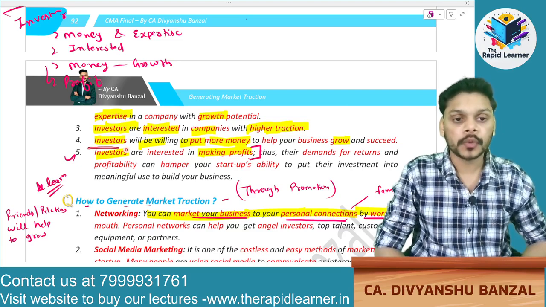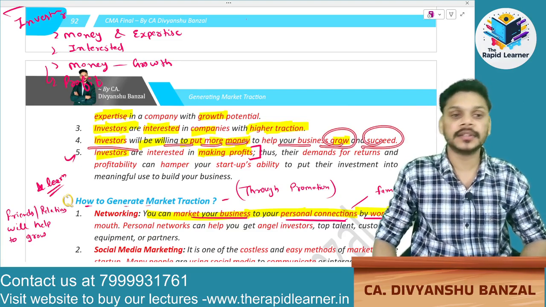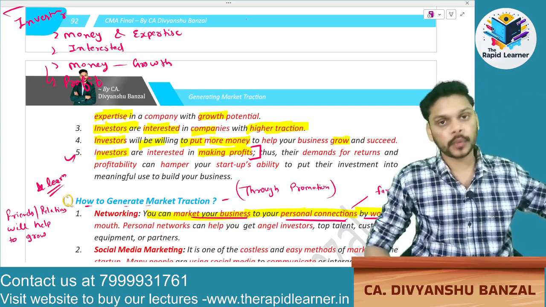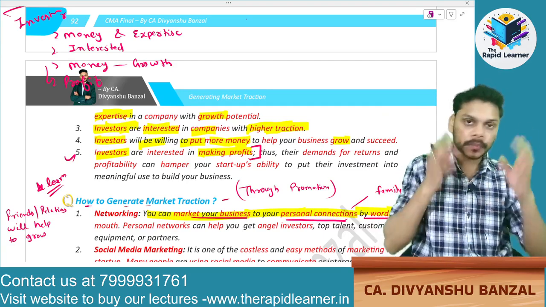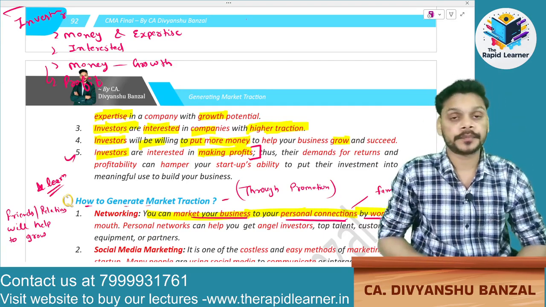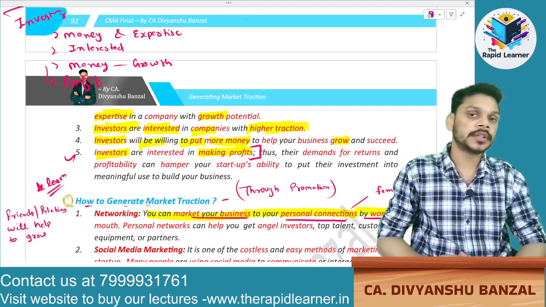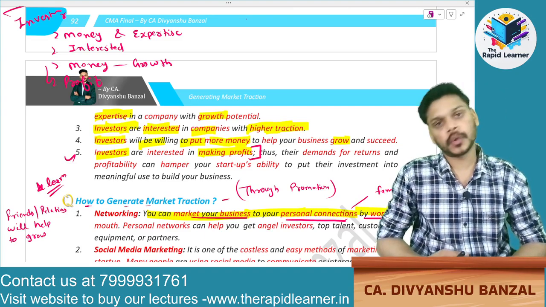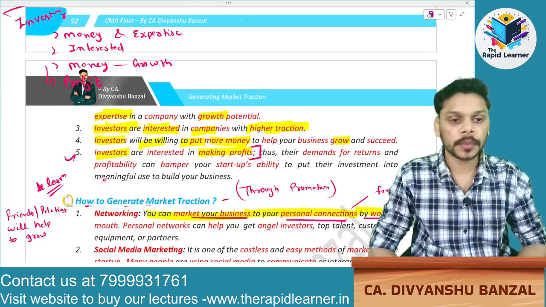Now the fourth one: the investor will be willing to put money in to help the business grow and succeed. Simple. The investor will put their money in for growth or for success. They will invest money because we have achieved the traction phase. If we have not achieved the traction phase, then they will not invest in our business. Simple. They will think 100 times before investing in our business.